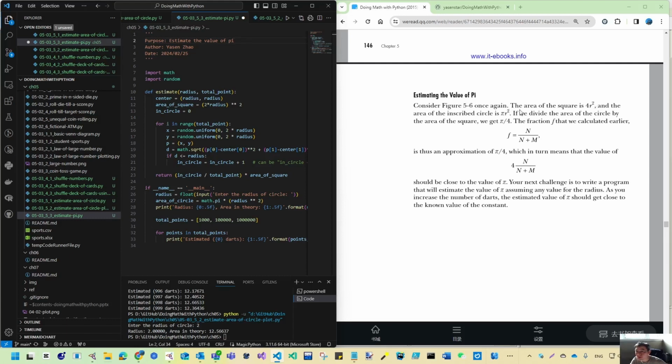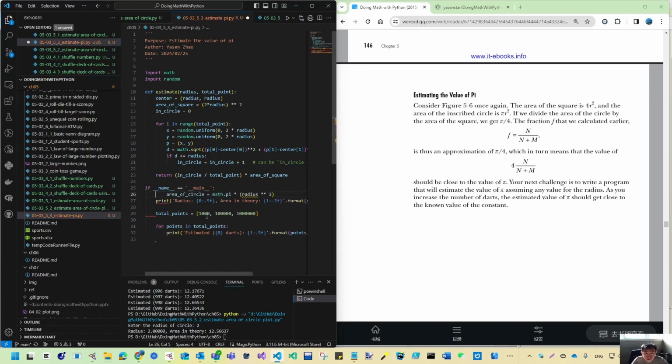Because 1 squared is still 1, then it's just 4, and here is pi. So that is the easier. So we don't need to give these radius parts. So let's remove this one. And then this doesn't need to be called.